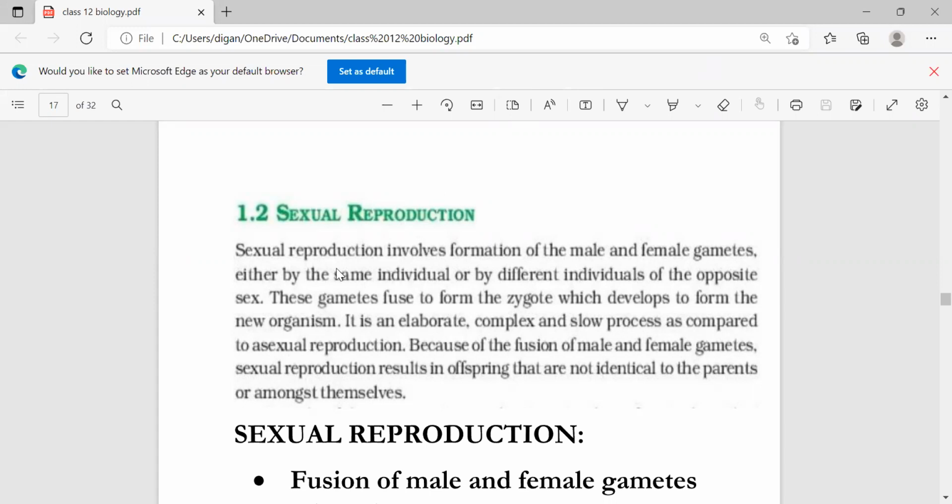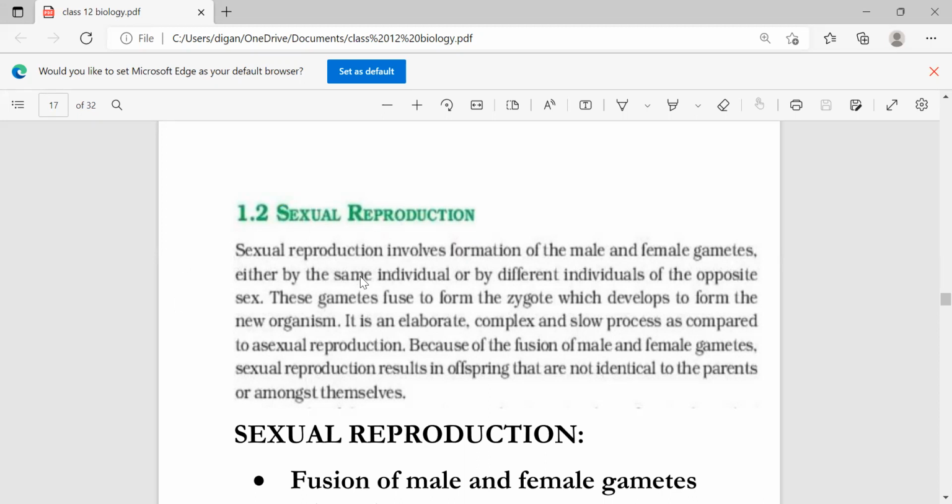In the previous class we discussed asexual reproduction, and today I am going to discuss the first part of sexual reproduction. Since sexual reproduction is a long process, in this video I will discuss half of it, and in my coming video I will complete the sexual reproduction. So let's proceed with the video.